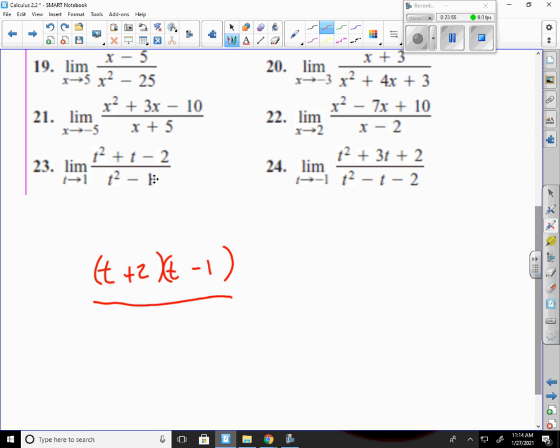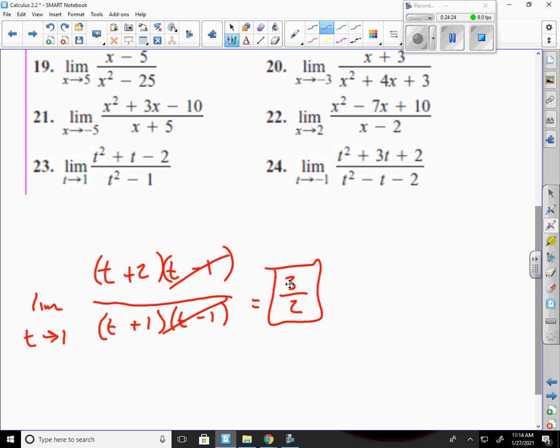In my denominator, I can factor t squared minus 1 out. That's a difference of 2 squares. What multiplies to give me negative 1 and adds to 0? That would be t plus 1, t minus 1. T minus 1's cancel. I'm left with the limit as t approaches 1. Plug the 1 in. 1 plus 2 is 3. 1 plus 1 is 2. My limit is 3/2.